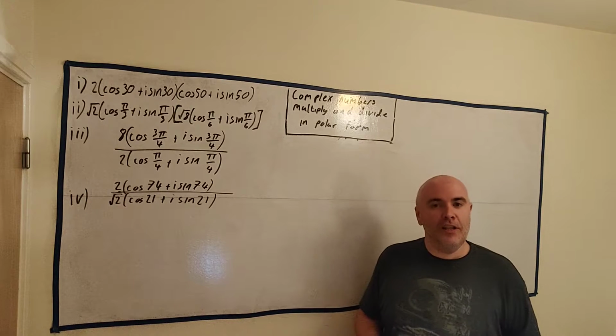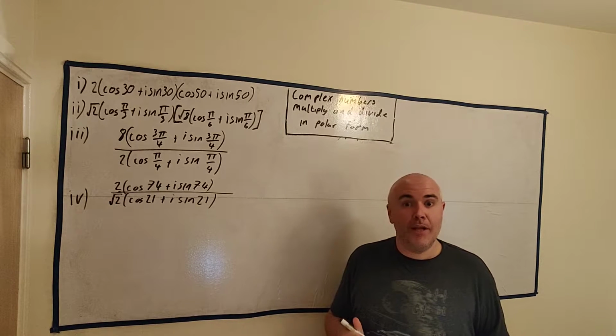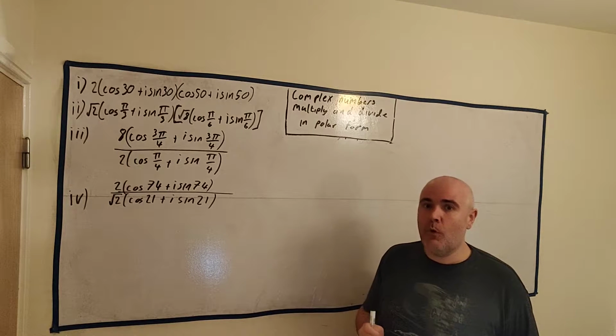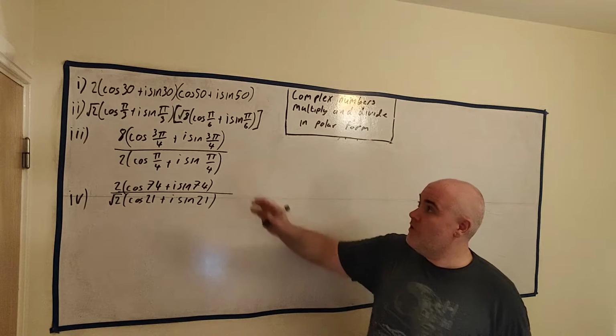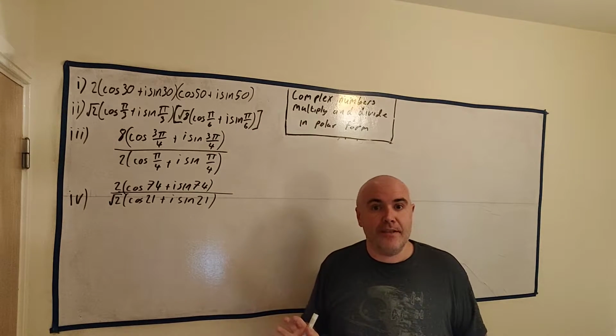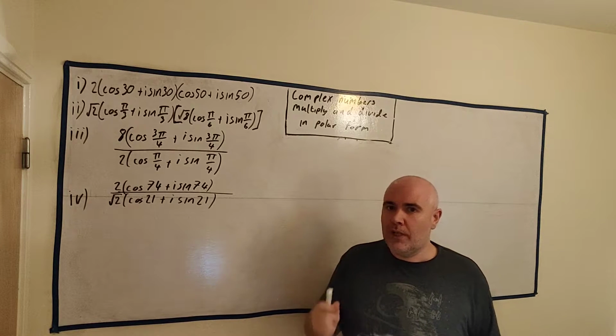In this video we're going to learn how to multiply and divide complex numbers. That should ring a bell because we've already done that, except this time we're going to do it in polar form. So here are 4 examples. They look extremely complicated, extremely messy, but we're going to be able to do this really quickly.